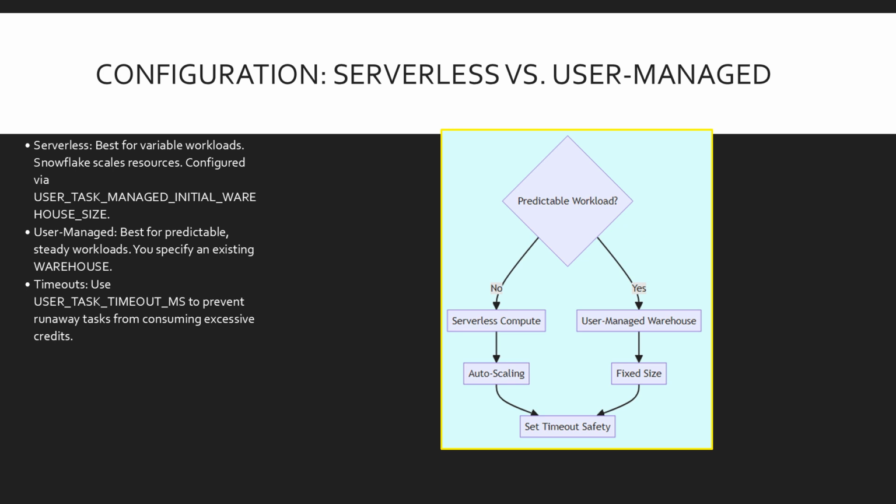This decision tree helps select the right compute model. Node A asks if the workload is predictable. If yes, proceed to node B for a user-managed warehouse, leading to fixed sizing at node E. If no, proceed to node C for serverless compute, utilizing auto-scaling at node D. Both paths converge at node F, emphasizing the universal need to set timeout safety parameters.